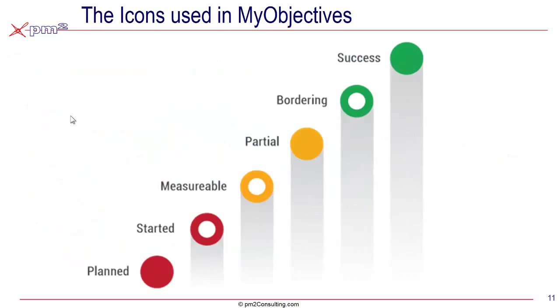So, in a visual icon representation, we'll use planned as a red dot, started as a red donut, measurable, yellow donut, partial, yellow dot, bordering, green, and of course, success, green dot. And that's representing what those concepts mean within your organization.